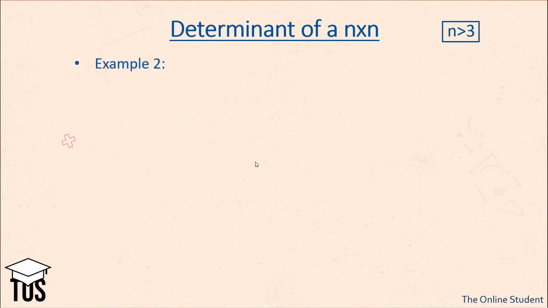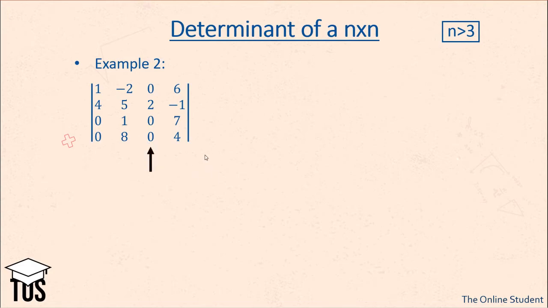Let's put it to the test. We have this 4x4 matrix. As you can tell, the third column has 3 zeros in it, so we'll choose this one. Okay, our first element is 0. So we have to multiply it with its cofactor. But we know that multiplying 0 with something will be 0 anyway, so we can just write 0 and move on to the next element. The next element is 0 again, so we can just add 0 and move on to the next element.